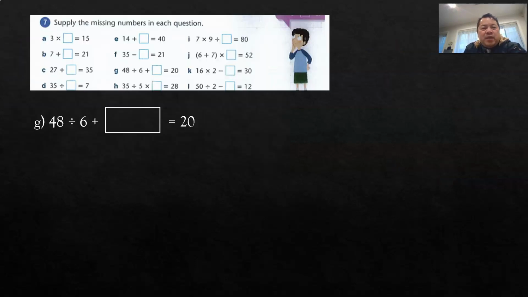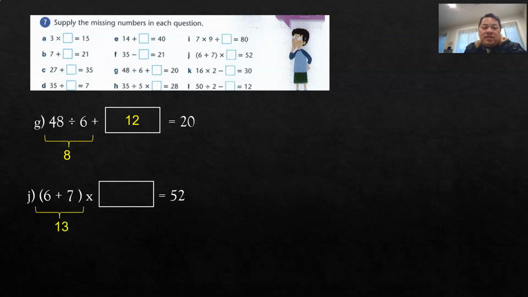So moving on to the next part, again, finding the missing information. So what do we have here? 48 divided by 6 is 8. So 8 plus something must give me 20. So 8 plus 12 will give me 20. Next question. So again, 6 plus 7 times something will give me 52. So 6 plus 7 is 13. So 13 times what will give me 52? And we know that 13 times 4 is 52.